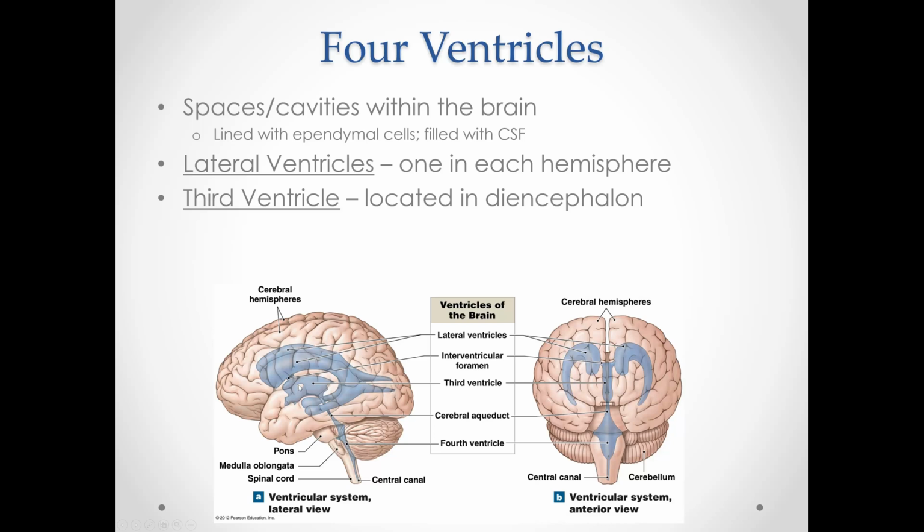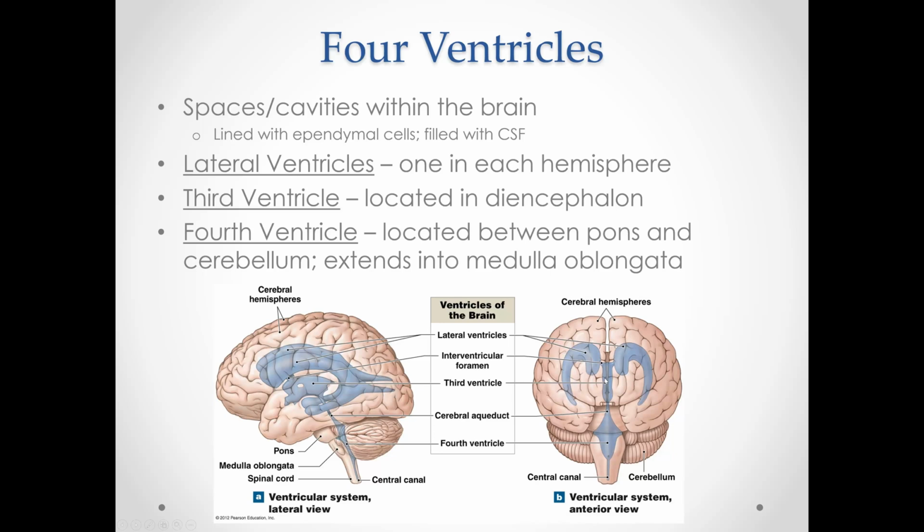The third ventricle does have a hole in the middle of it, and that is where one thalamus connects with the other. So the left and right thalami connect through this hole. And if you look at the anterior view, the third ventricle is right at the very center midline of the brain. And then the fourth space is called the fourth ventricle.